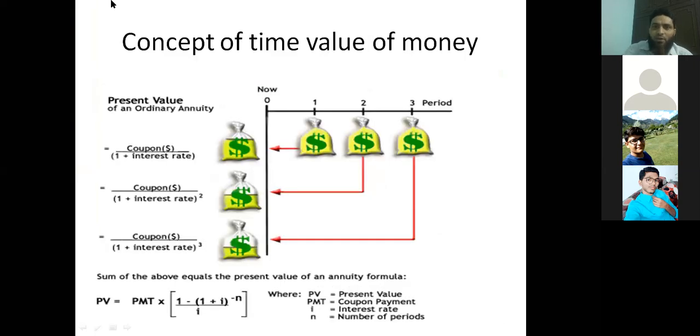It has been shown in this chart. If you are getting something now, it has same value. But if you are getting something after 1 year, you have to discount. Suppose 100 rupees. So 100 upon 1.1. After 2 years, 100 upon 1.1 power 2. After 3 years, 100 upon 1.1 power 3. Like this, you have to discount. Okay?